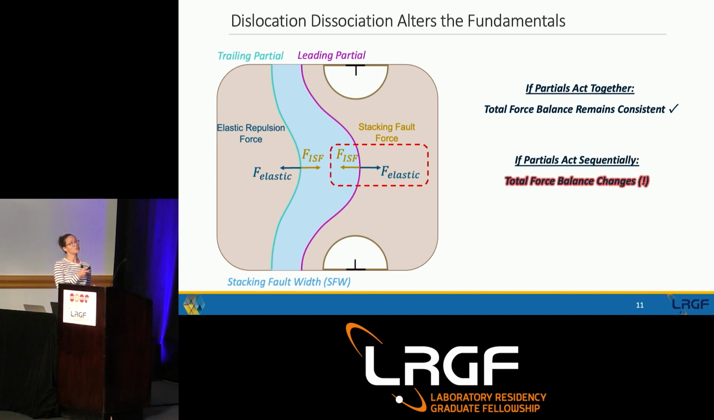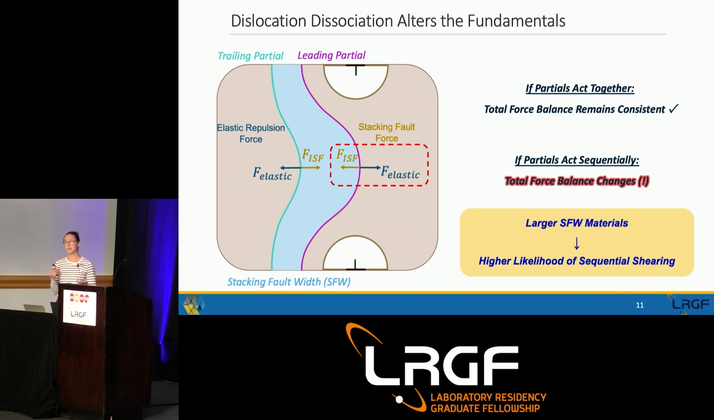However, if our leading partial moves much farther forward than our trailing partial and interacts with that obstacle almost independently of the trailing before it reaches, then our force balance has now been changed. We have these additional considerations. And this is really the key result that we see in our results moving forward. So just to point out that large stacking fault width materials will have a higher likelihood of this leading partial moving forward and interacting with our obstacle before the trailing partial does, meaning that we change the problem.